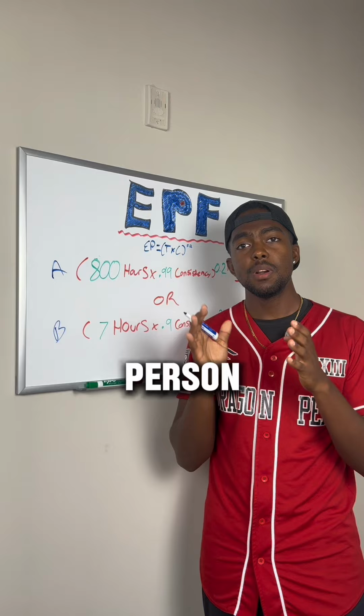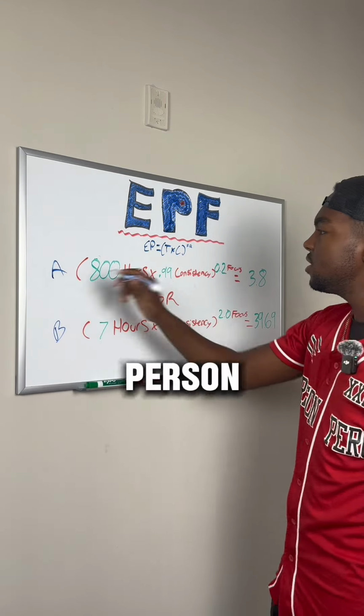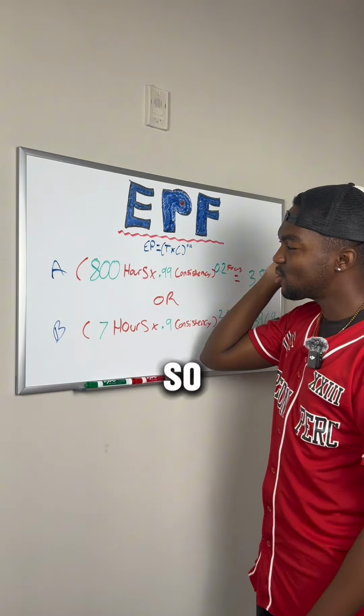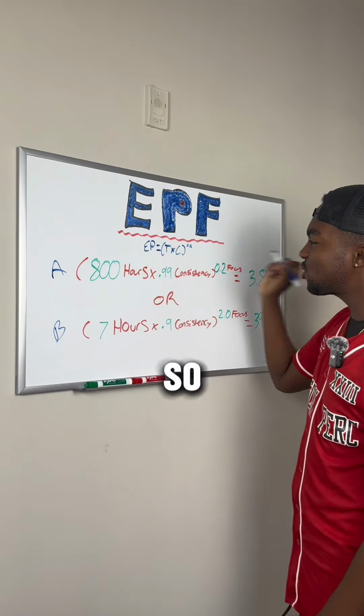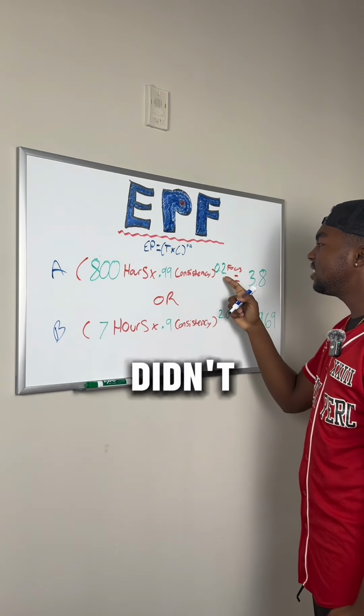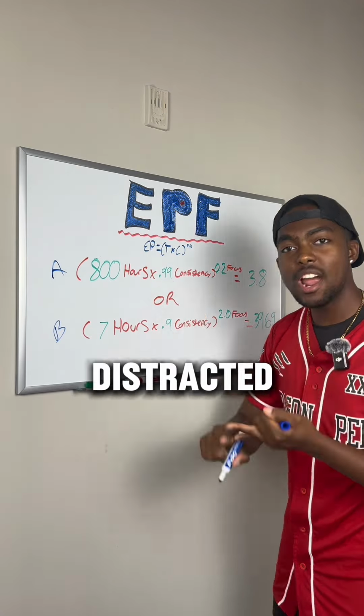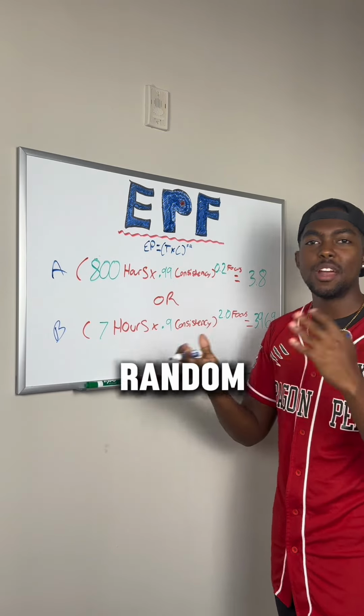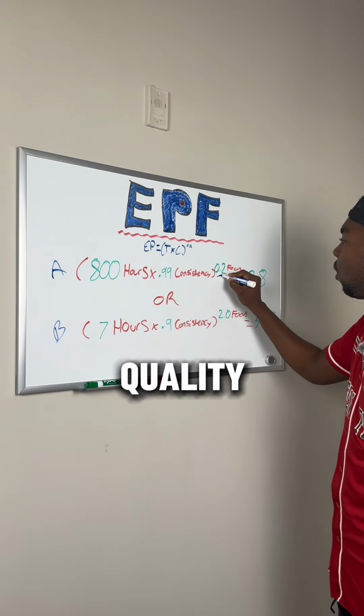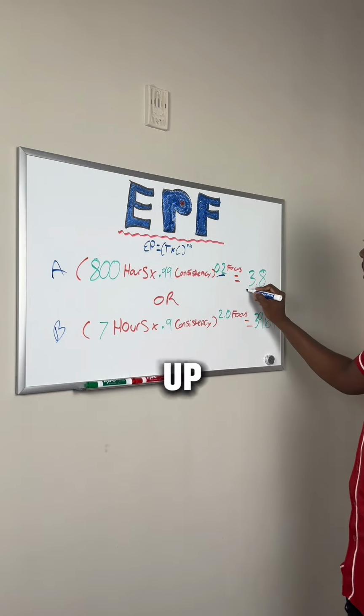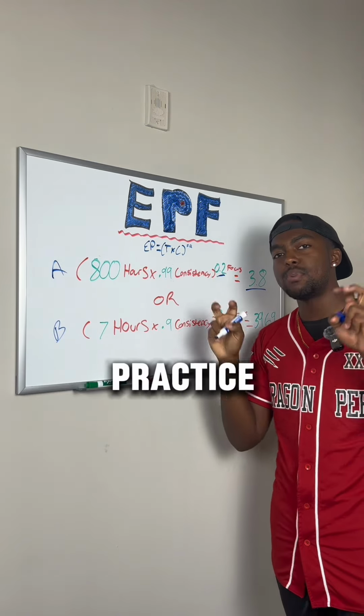So let's use person A and person B as an example. Person A says, I practiced for so many hours in a week and I was so consistent. But in reality, they didn't set any clear goals. They were getting distracted. They were just practicing a bunch of random hard snare breaks, right? Their focus quality was extremely low, right? This is gonna end up with 3.8 efficient practice units, right?